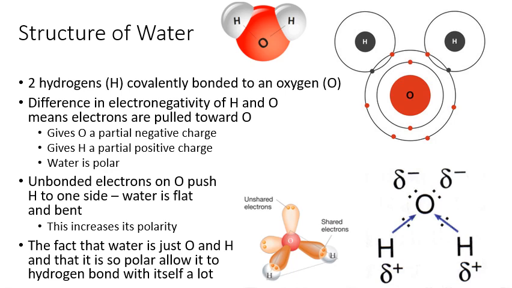So the fact that the water molecule is so polar and has those polar covalent bonds with partially negative oxygen and partially positive hydrogens, that's the reason why it's able to hydrogen bond with itself.